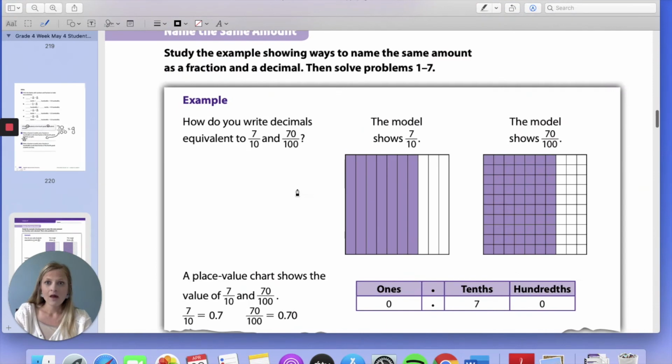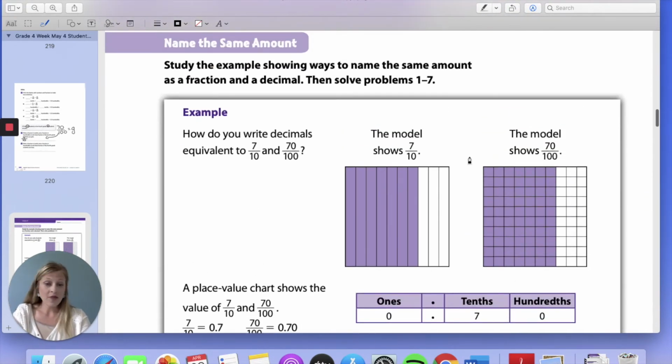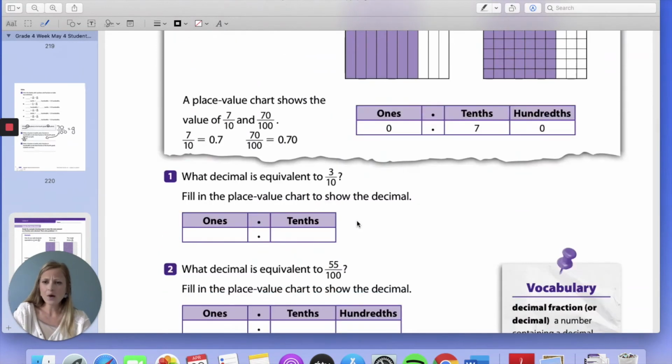221. And this is where we are going to be naming the same amount. And you'll see here that they did decimals and models this time. So I see 7 tenths represented as a fraction here and 70 hundredths represented as a fraction here. And it shows us in a place value chart that 7 tenths as a fraction can be written as 0.7, and 70 hundredths can be written as a decimal as 0.70.